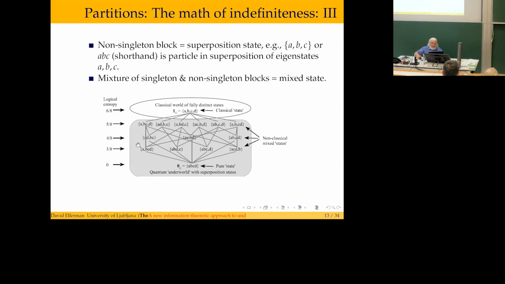And by the way, the logical entropy here, since it's always a probability, is always less than one. And you see it going from zero for the pure state and then going up. I've drawn the levels here. So each partition at this level has a logical entropy of 3/8 and so forth going up. So this is a picture of the classical world and the quantum world underneath it.